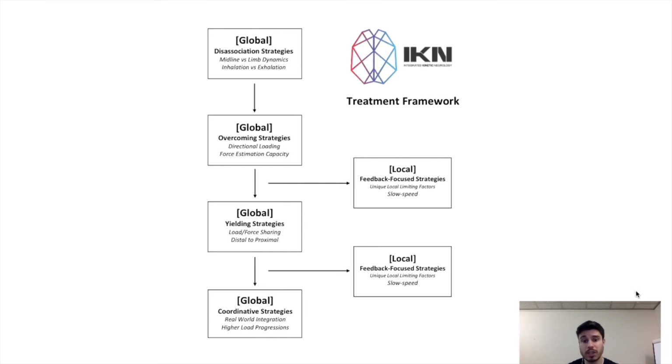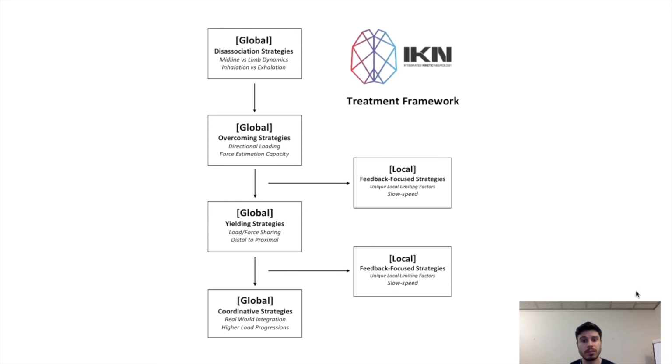So are they lacking range of motion at the neck? Are they breathing well and expressing good quality movement at the rib cage, for example? And what we like to do with these feedback-focused strategies is merge them with the dissociation and directional loading strategies that we've done previously. So we're always working on improving the capacity of the client to manage forces well, but also considering these unique local limiting factors too, just doing both together.